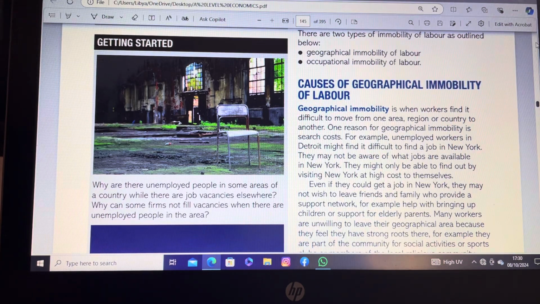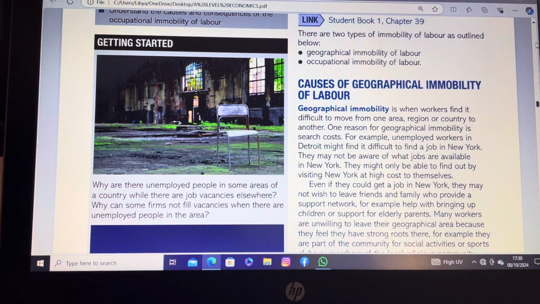But sometimes in a normal market, geographical mobility of labor or occupational mobility of labor have barriers, which are called immobility. For example, we can say geographical immobility of labor. What does it mean? This is when workers find it difficult to move from one area or one region or one country to another in search for jobs. So if there are available jobs in different regions and workers are finding it difficult to get access to those jobs, it is called geographical immobility of labor.